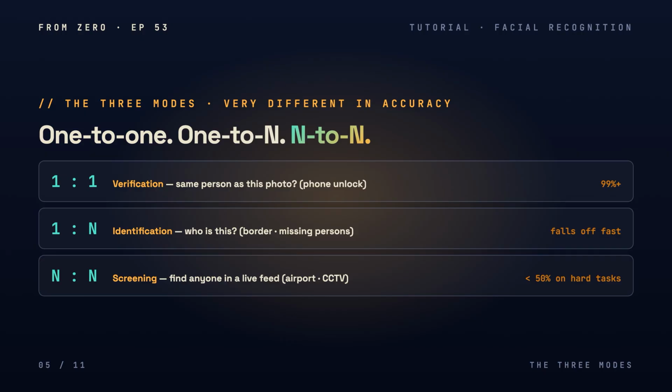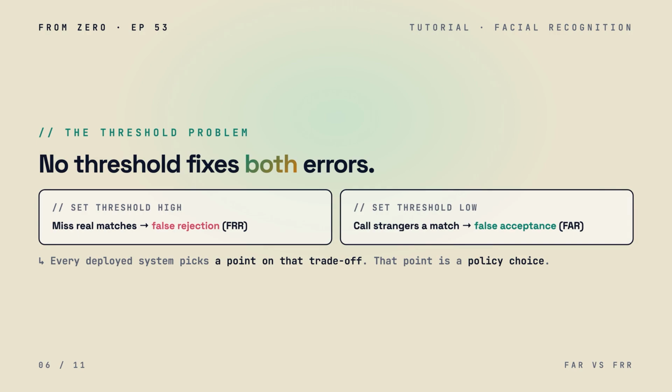There are three matching modes, similar in name, very different in practice and in accuracy. Mode 1, one-to-one verification. Are these two photos the same person? Used for unlocking your phone. Baseline accuracy, 99+%. Mode 2, one-to-N identification. Given this photo, who is it, from a gallery of N known people? Used for border control and missing persons. Accuracy depends on N, and image quality falls off quickly.